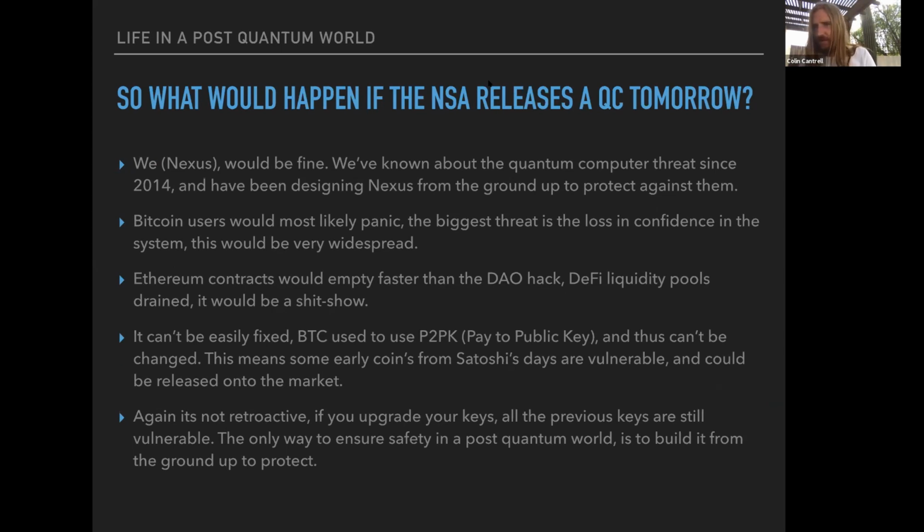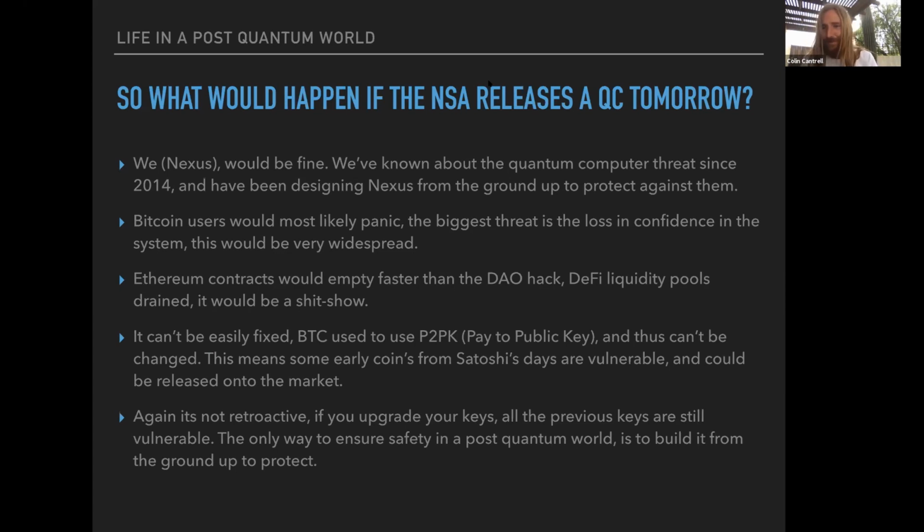That's what I think the biggest threat with quantum computers is, the looming threat and the thought of people losing their Bitcoins and the loss of confidence in the system. That would be far more effective than trying to mine out all of Satoshi's old Bitcoins and stuff like that. It would reduce consumer confidence in the system. And Bitcoin being a threat to the establishment, they could potentially do that, right? Ethereum contracts would empty faster than the DAO hack. DeFi liquidity pools would be drained. It would be a shit show.